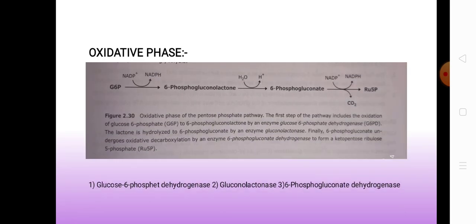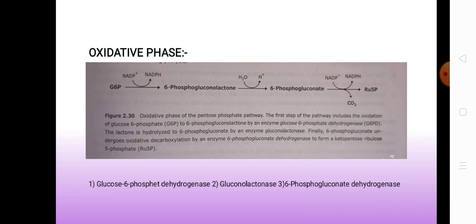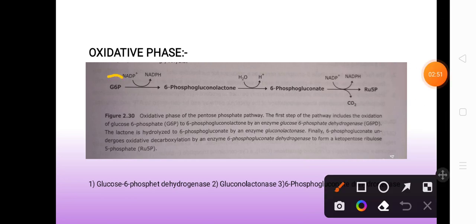First of all, the oxidative phase. As I have told you, the substrate is glucose 6 phosphate, and we are going to form ribulose 5 phosphate. Before entering into this, I want to tell you that I have taken this picture from Pathfinder CSIR NET Life Science Volume 1, so you can also refer to this book to understand this. What happens first? First of all, there will be oxidation of glucose 6 phosphate in the presence of NADP plus.